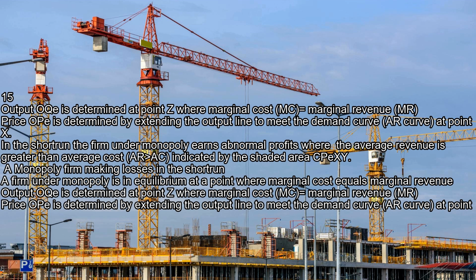A monopoly firm making losses in the short run. A firm under monopoly is in equilibrium at a point where marginal cost equals marginal revenue. Output OC is determined at point Z where marginal cost, MC, equals marginal revenue, MR. Price OP is determined by extending the output line to meet the demand curve, the AR curve, at point X.